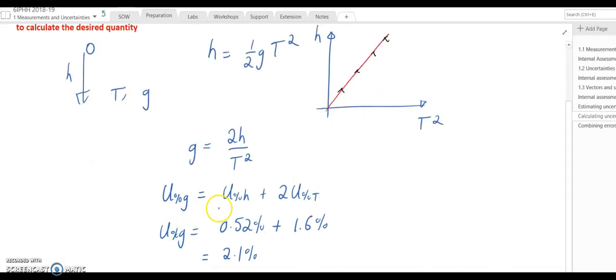So the percentage uncertainty on g is the percentage uncertainty on h, 0.52%. Now, I could have used twice the percentage uncertainty on t, but I instead have used the percentage uncertainty on t squared, which is the same thing. So we've got a percentage uncertainty in total of 2.1%, making sure to round to 2 significant figures, and then I can use that to work out the absolute uncertainty in g, so I can present my value of g to be, let's say, 9.5 plus or minus 0.2 meters per second squared, and then use that in the analysis to say whether my experiment is accurate or not.